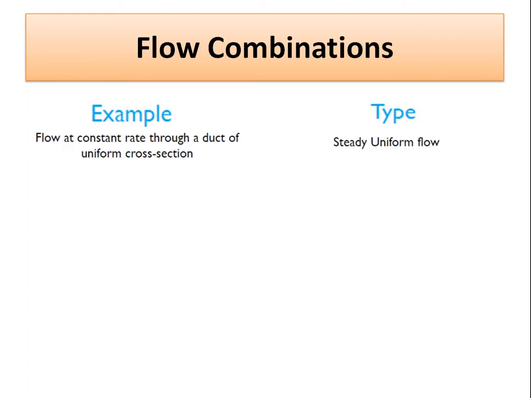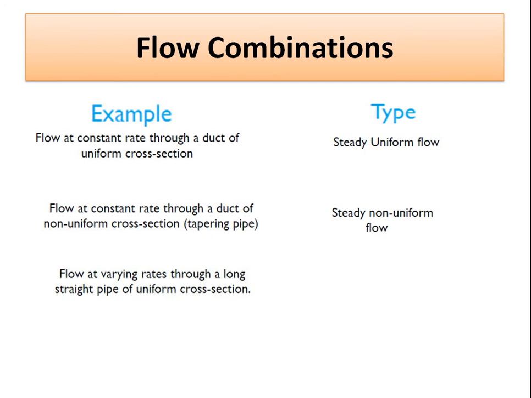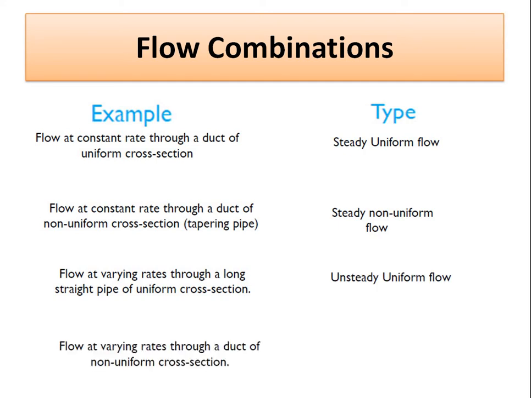Now flow combinations and examples. Flow at constant rate through a duct of uniform cross section is steady uniform flow. Flow at constant rate through a duct of non-uniform cross section is steady non-uniform flow. The flow at varying rate through a long straight pipe of uniform cross section is unsteady uniform flow, and flow at varying rate through a duct of non-uniform cross section is unsteady non-uniform flow. So this is the combination of those two conditions: uniform or non-uniform, steady or unsteady flow.